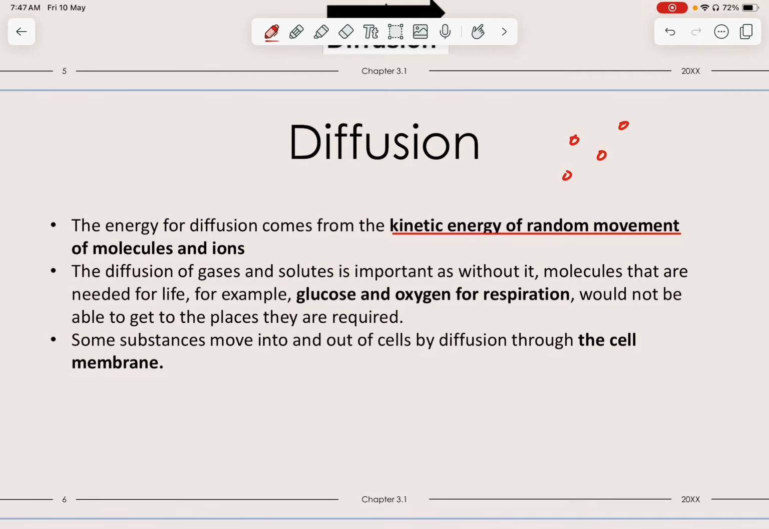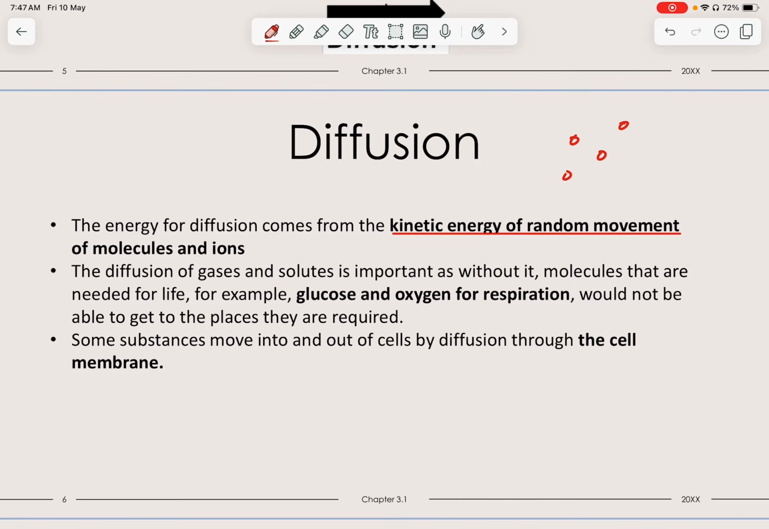The diffusion of gases and solutes is important, as without it, molecules that are needed for life, for example glucose and oxygen for respiration, will not be able to get to the places they are required. Another example is the gas exchange in our lungs, between oxygen and carbon dioxide, which are also undergoing diffusion. Without diffusion, we are unable to transport the gases from one side to another. And how are we going to get the oxygen that our body needs to respire?